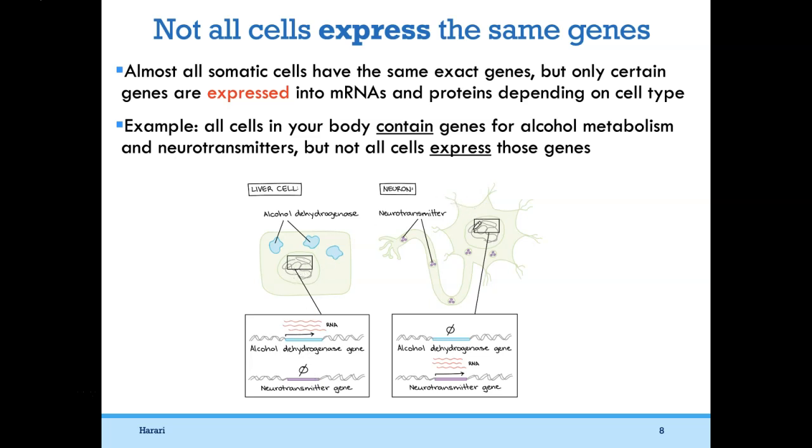Right, in the neuron, again, inside the nucleus of a neuron, we will see both genes. But the alcohol dehydrogenase gene is not required in a neuron, so that's going to be shut off. That gene won't be expressed. Only the neurotransmitter gene will be transcribed into RNA, which can then be translated into neurotransmitters. So gene expression means the DNA is being transcribed and translated into a functional protein.